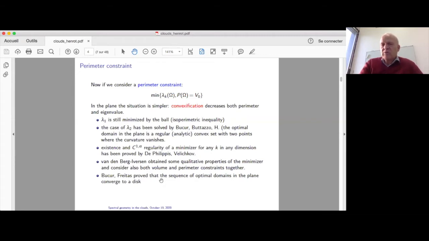So you have an optimal domain for any k, and you could be interested in what happens when k goes to infinity. Can you prove that the optimal domain has a limit? I will come back to that fact later, because it's an important question in that context.